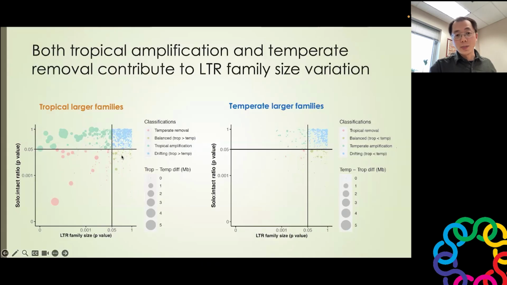Each dot here is a family, and the dot size is the difference between the tropical and temperate averages. And you see the dots are generally smaller here, and we have lots of random drifting. So the larger dots here are the tropical amplification and the temperate removal families. But we wonder, when did these kinds of things happen?